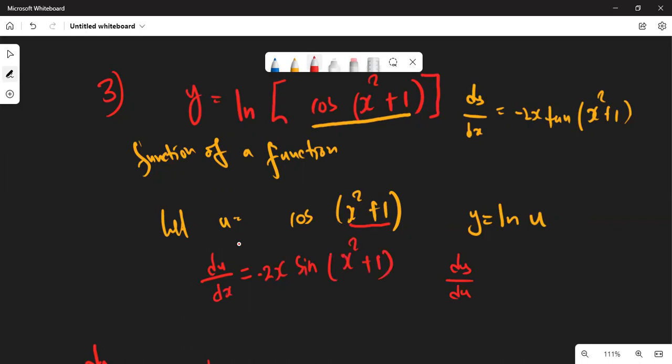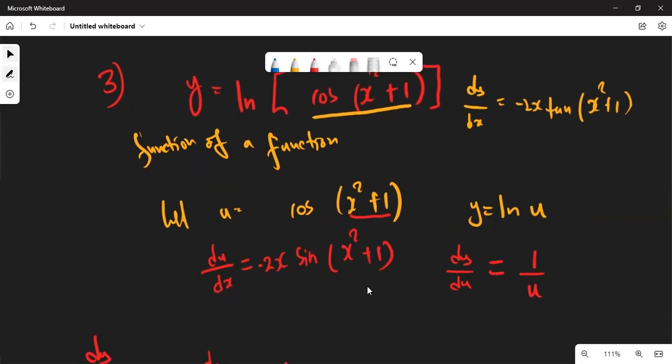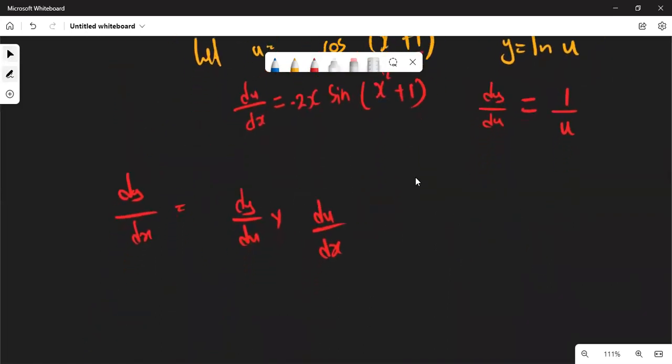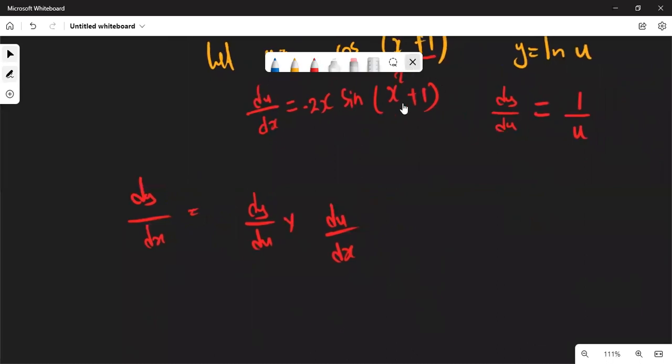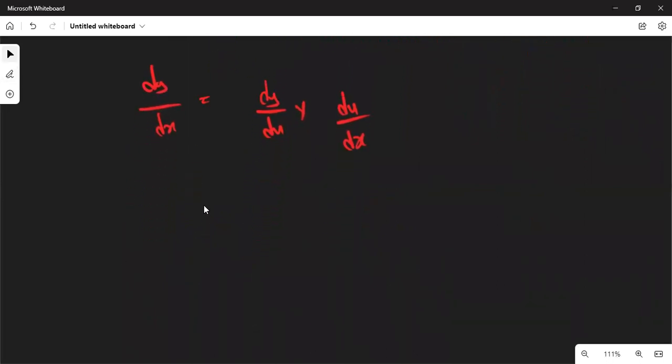Okay, then we move on here to dy du. We are dealing with ln, and we know that the derivative of ln is going to give us 1 over u. So this will be 1 over u. If it was x, it would be 1 over x, something like that, but this is just u. All right, now let's take this back into our information and calculate our dy dx here.